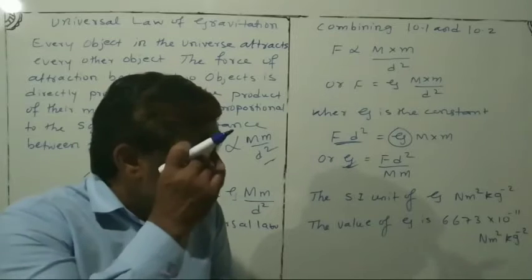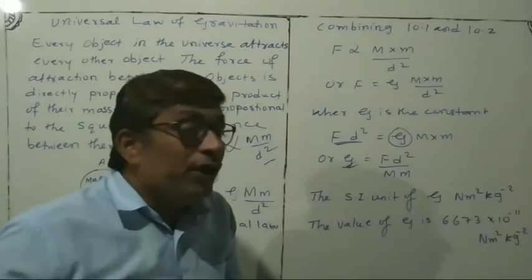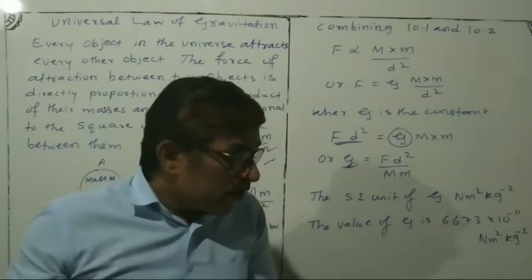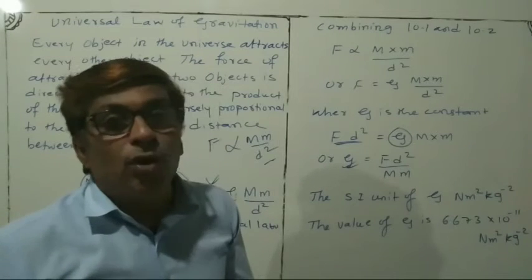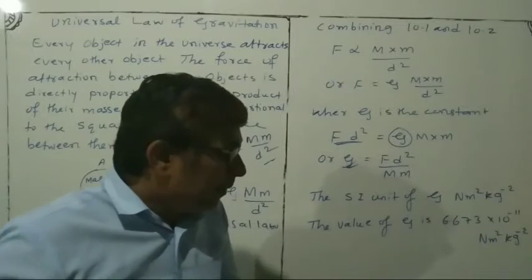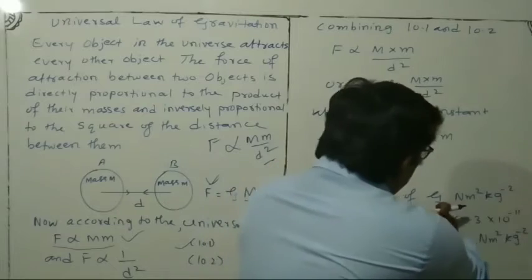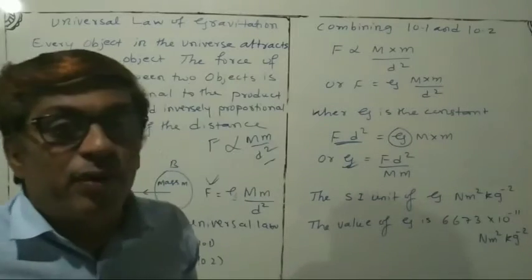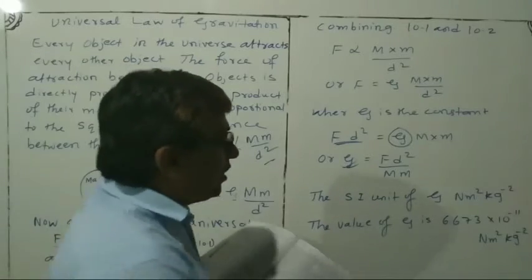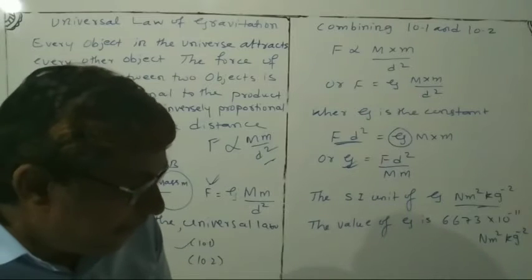Now you see what the SI unit of G is. The SI unit of G is N m square kg minus 2. See here, N m square kg minus 2. This is the SI unit of G.